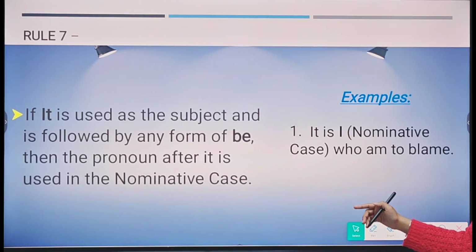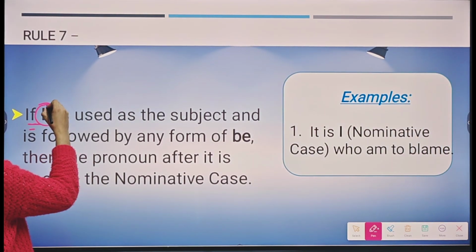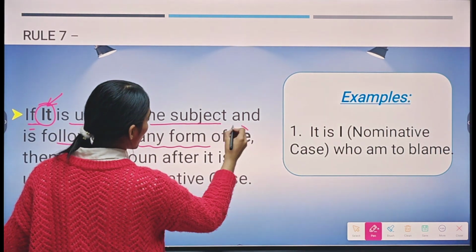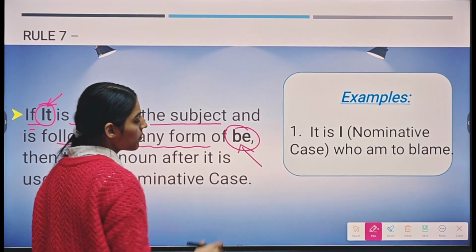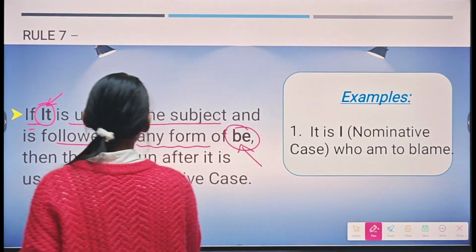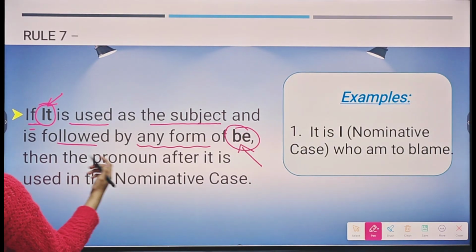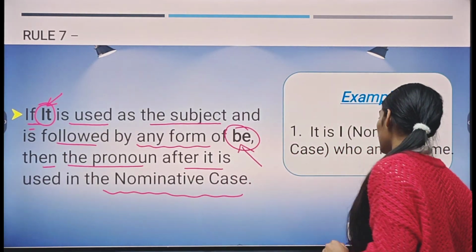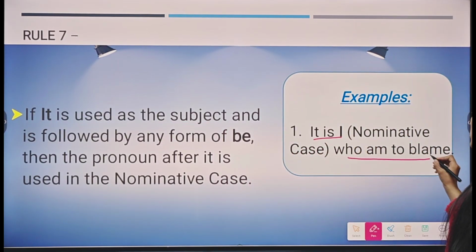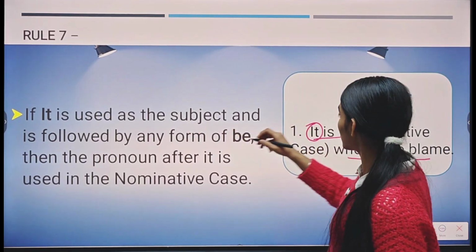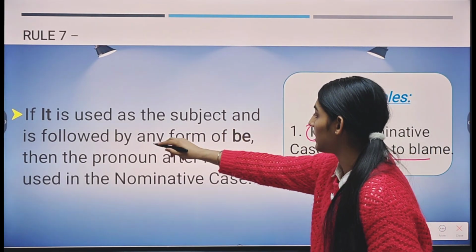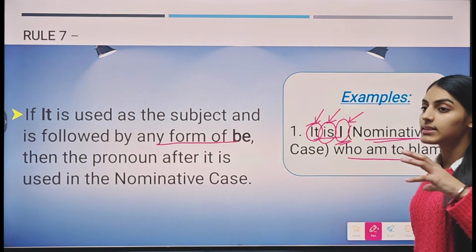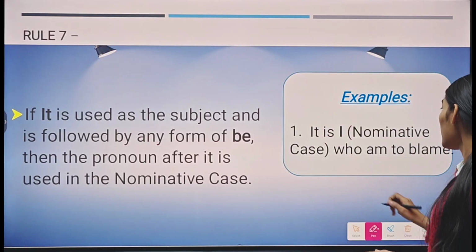Rule number 7 says, if it, the third person, is used as the subject and is followed by any form of be, such as is, am, are, then the pronoun after it is used in the nominative case. Now let's see the example. It is I who am to be blamed. Here it is the third person, then after that we have a form of be, and after that we will use the nominative case, I, the first person subject. So it is I who am to be blamed.